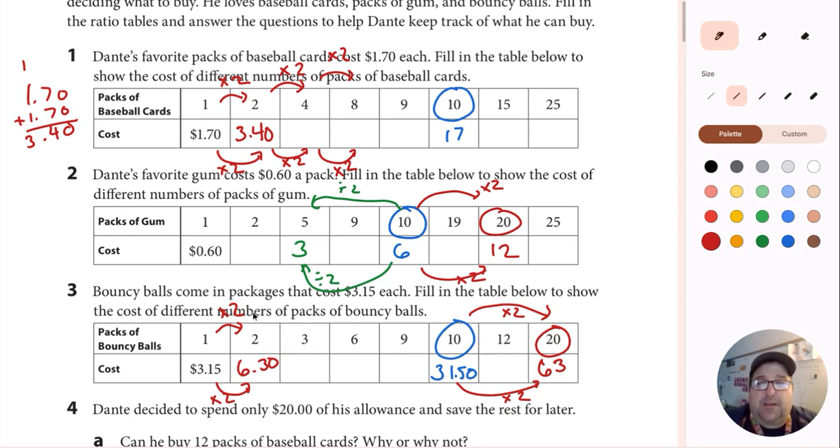Well, 3 would be if I added 1 pack plus 2 packs. That gives me 3 packs. Oh, so I just got to add the 315 plus the 630, and that tells me the price here. Okay, so $3 plus $6, that's $9. 15 cents plus 30 cents, that gives me the 45 cents.